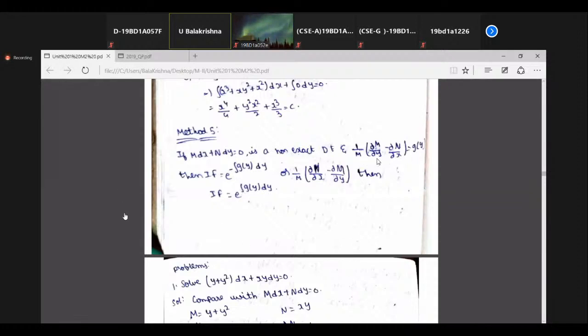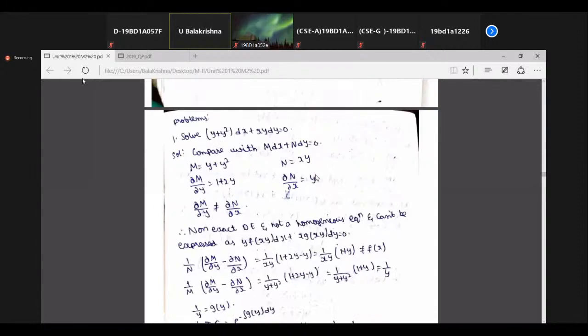But when you go for dou m by dou y minus dou n by dou x, you should always take minus. If you go for dou n by dou x minus dou m by dou y, no need for that. This is up to you, whichever you feel comfortable with, you can remember that one. I'm going for this one because in the previous case also we went for 1 by n into dou m by dou y minus dou n by dou x. That is the reason I'm following that only, just with a minus sign here. Is that clear?